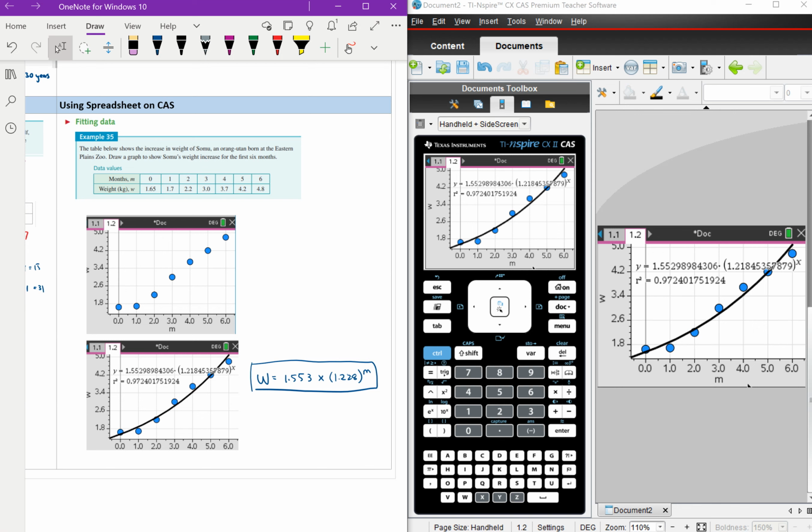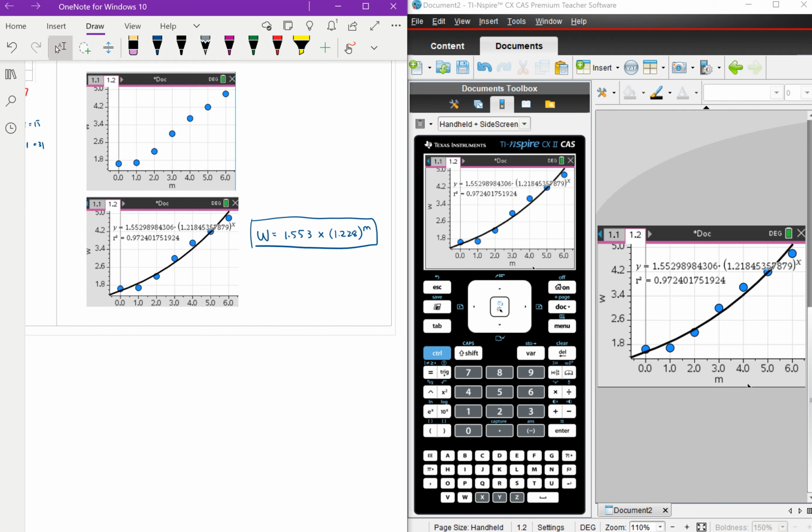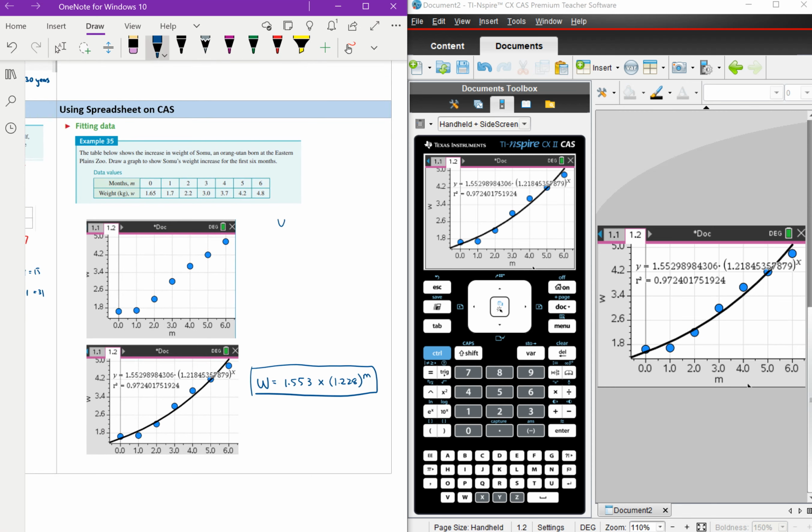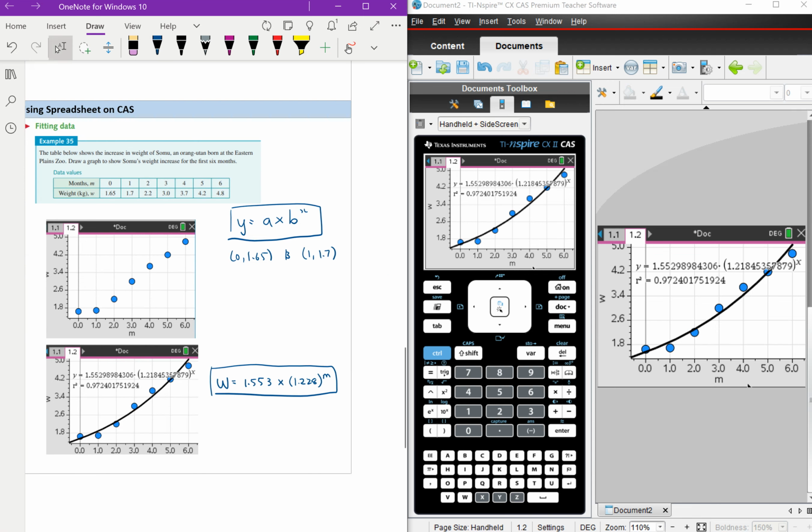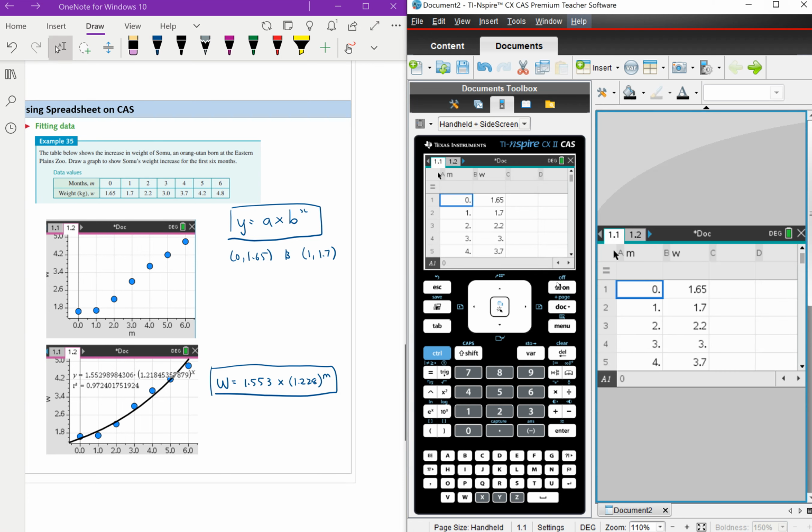I guess if you were to do this by hand, you can also do it with 2 coordinates. You can use what you've learnt previously, where you can do y equals a times b to the power of x as your model. And then you can substitute 2 points. So you can substitute 0, 1.65, and you can try 1, 1.7. Okay, so actually you can probably do that on a CAS. Let's go to our CAS and just type that in. Let's go Control I.